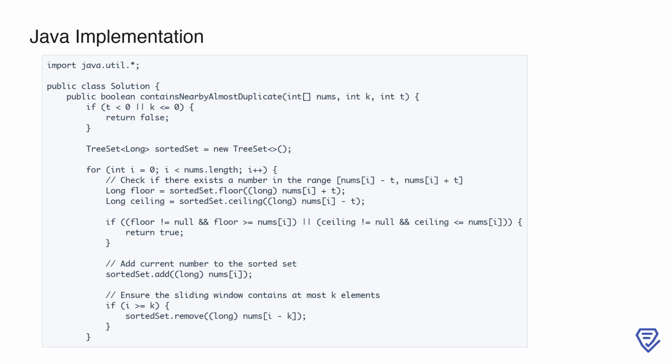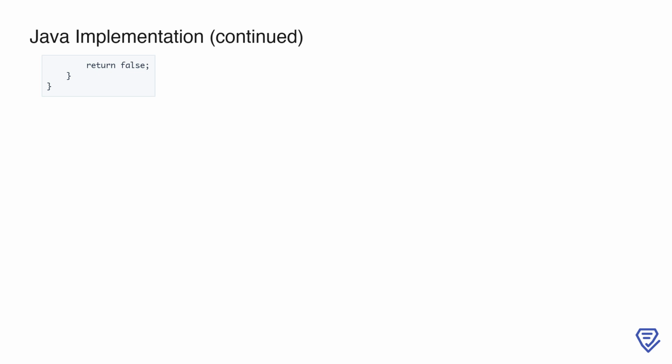Finally, to enforce the sliding window constraint, we ensure the tree set only keeps at most k elements by removing the element that is out of range, which is nums[i - k]. After iterating through all the elements in the array, if no valid pair is found, we reach the end of the method and return false. This ensures that the function only returns true if it detects a pair of indices that satisfy the given conditions. With this implementation, the tree set helps us efficiently maintain the sliding window and check for nearby duplicates within the specified range.